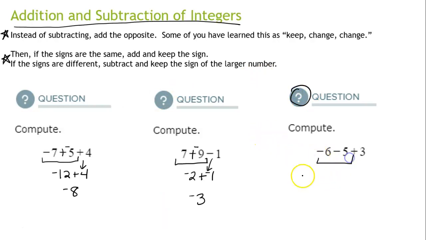You should have done these two first. Keep, change, change. Signs are the same, so you add and keep the sign. We bring down the +3. No need to do keep, change, change because that's an addition problem. I notice that the signs are different, so I subtract and I keep the sign of the larger number.